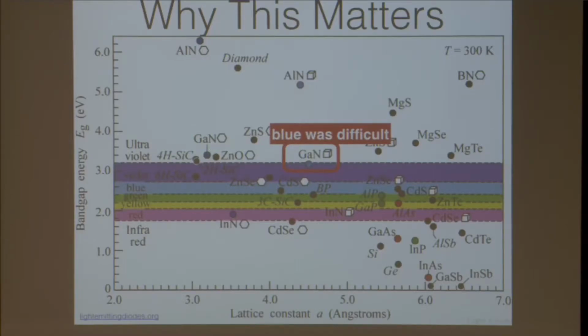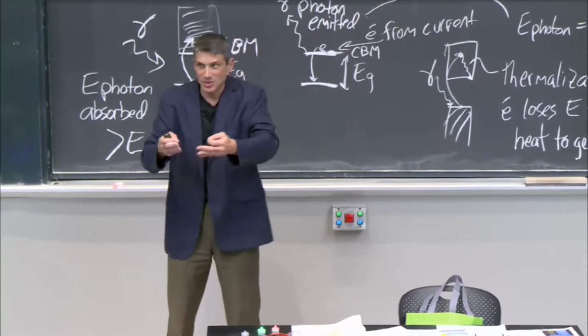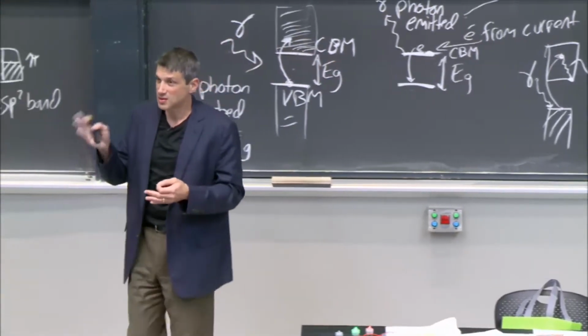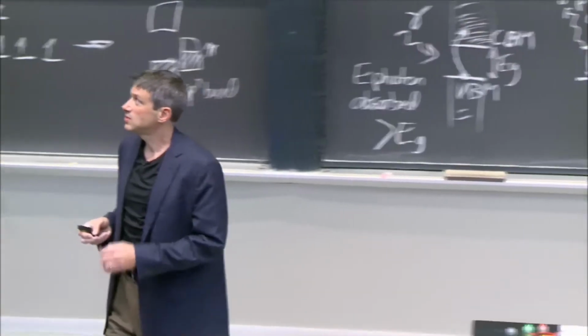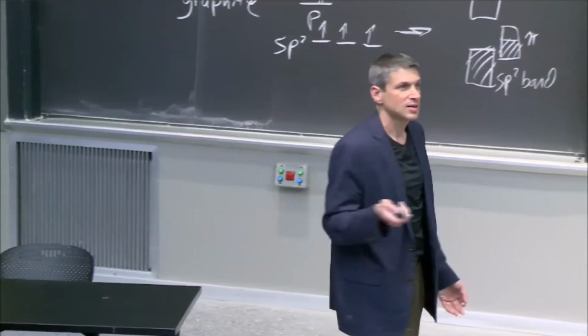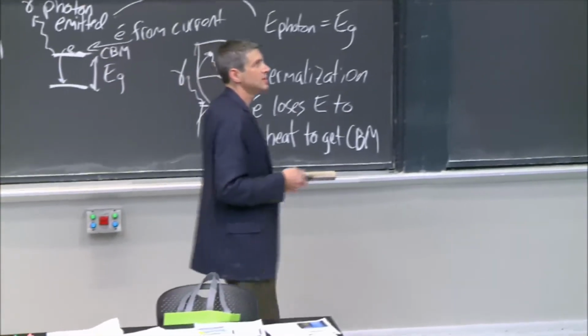They wanted blue, and they needed to make a material that was both cheap to make and lasted, so it didn't degrade and gave you blue light. And that was really hard. And that's what the Nobel Prize was given for in 2014. Because without blue, you can't make white light, right? So there's all sorts of technologies you simply can't go into with LEDs until you get blue.